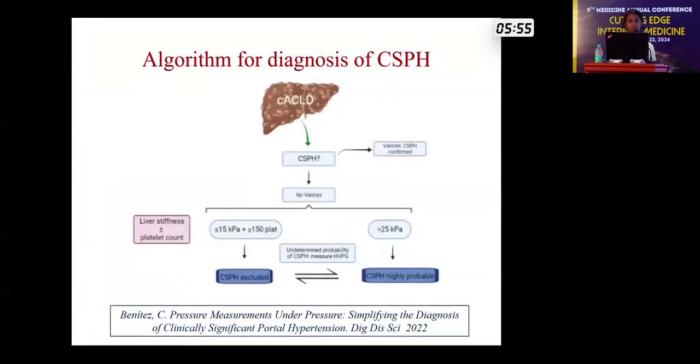So this is just an algorithm for the diagnosis of CSPH. So as I said, anybody with an LSM value of more than 15 is CACLD. Now in this group, how do we find who is CSPH or clinically significant portal hypertension? If they have varices, it is confirmed CSPH. No varices, if the patient has less than 15, normal platelets exclude CSPH. More than 25, again, patient has CSPH.